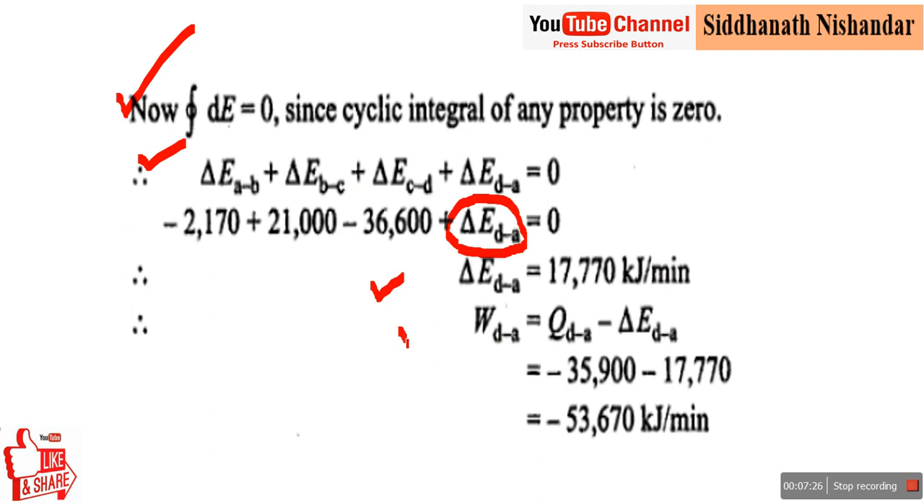Now you can easily calculate the work done, because in previous steps we calculated Q, and from this equation we calculated the change in internal energy. Now the unknown is work done. It's very simple, using just the simple fundamental formula. This type of numerical is asked in exams for 8 to 9 marks.